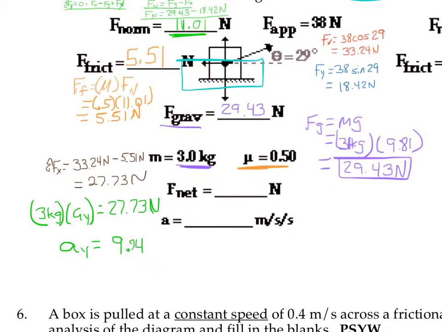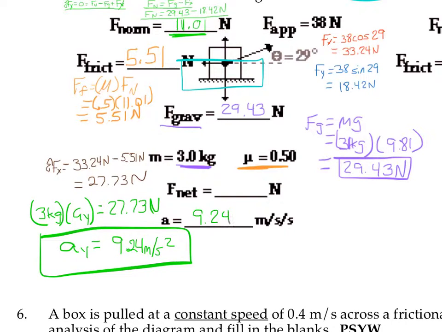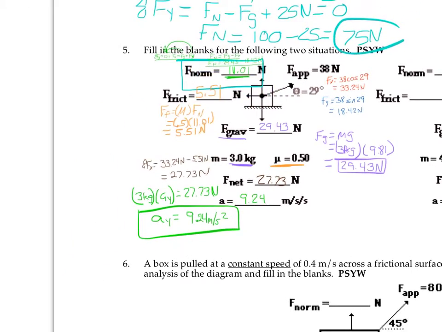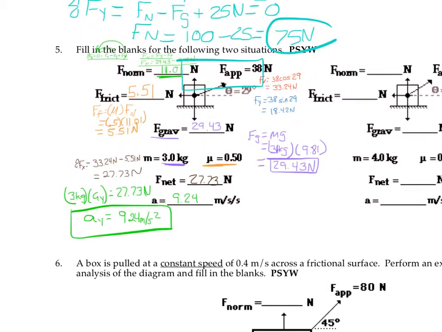9.24 meters per second squared is our acceleration. And while I was erasing things, I accidentally erased our net force, which was 27.73 newtons. So there we have all our variables for that problem.